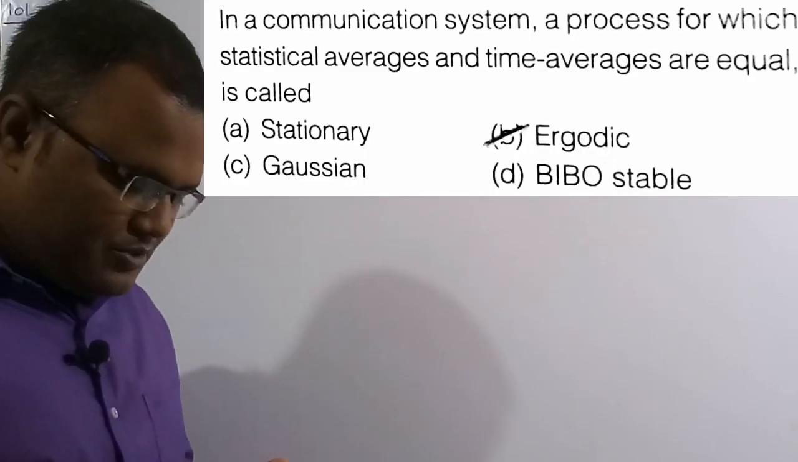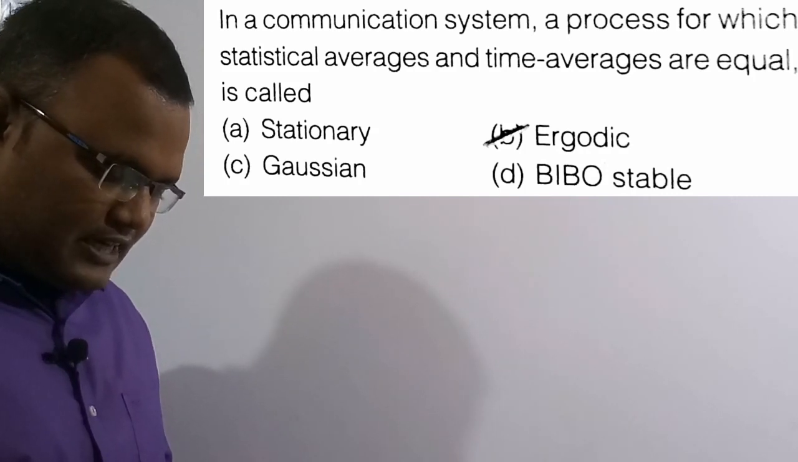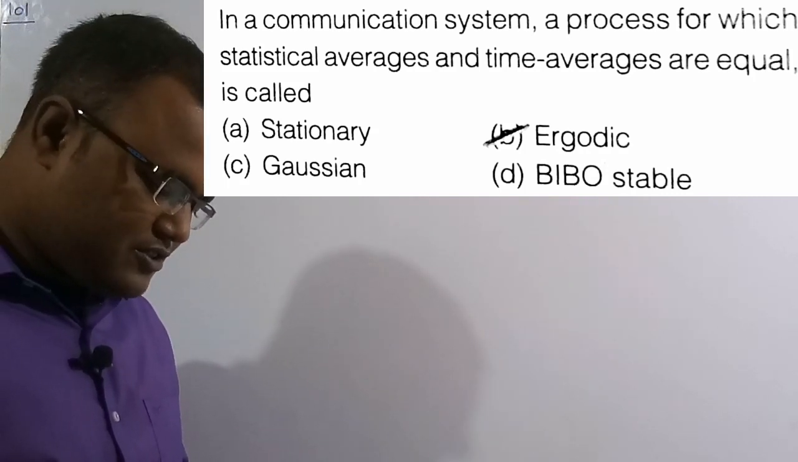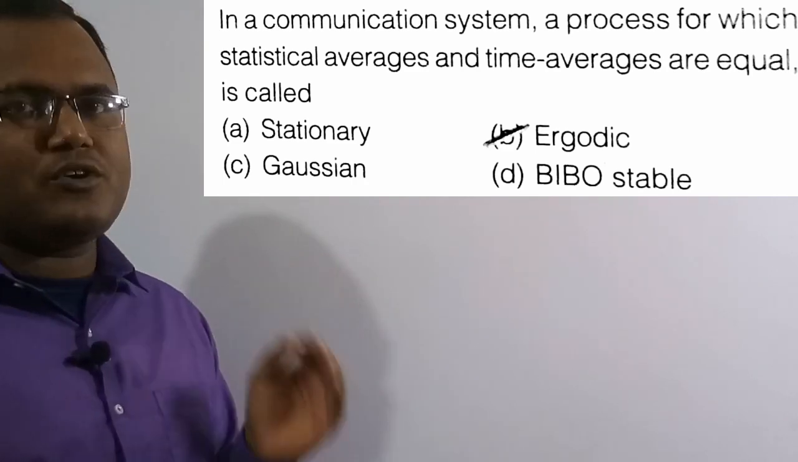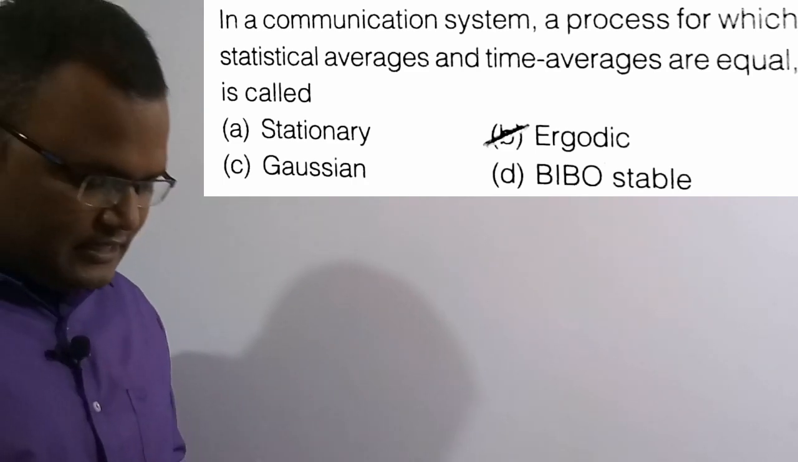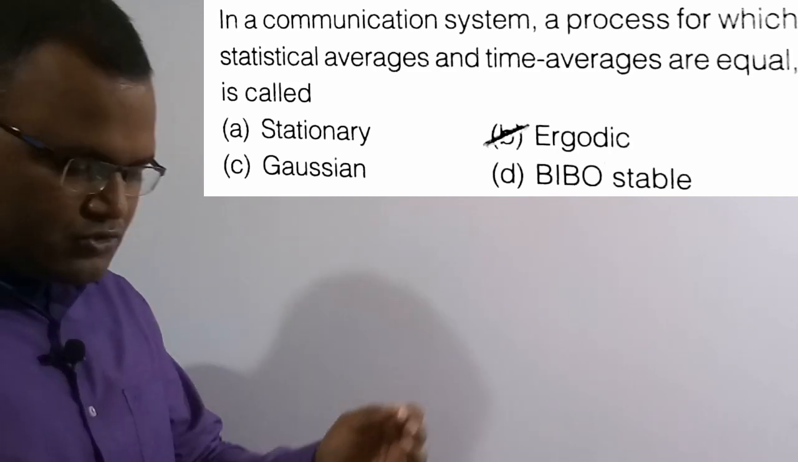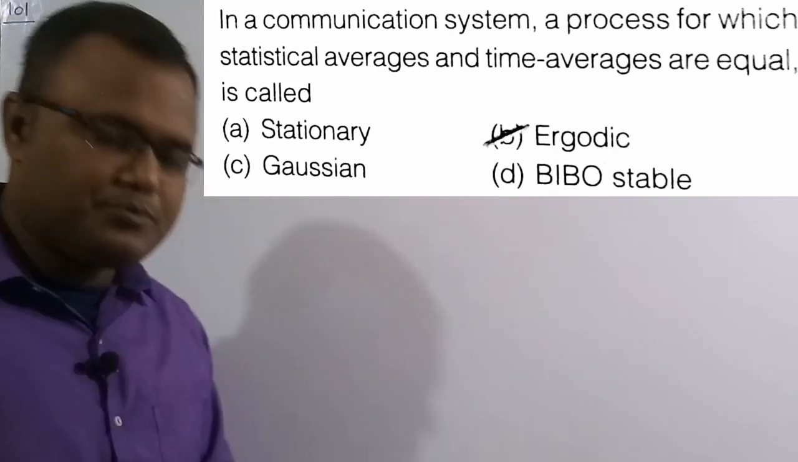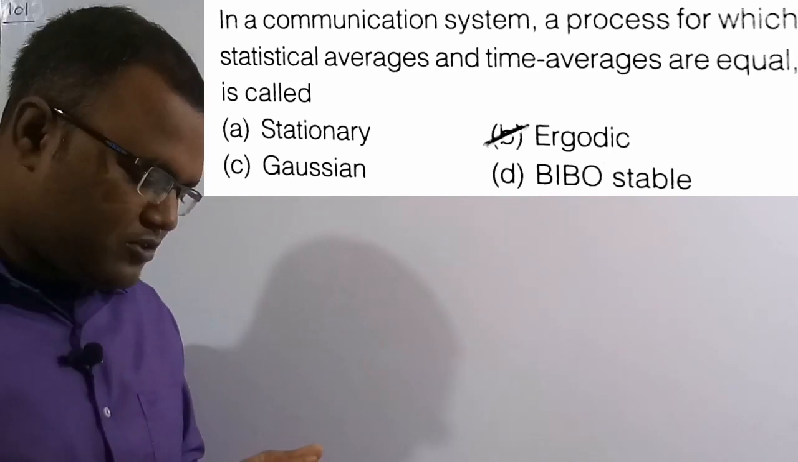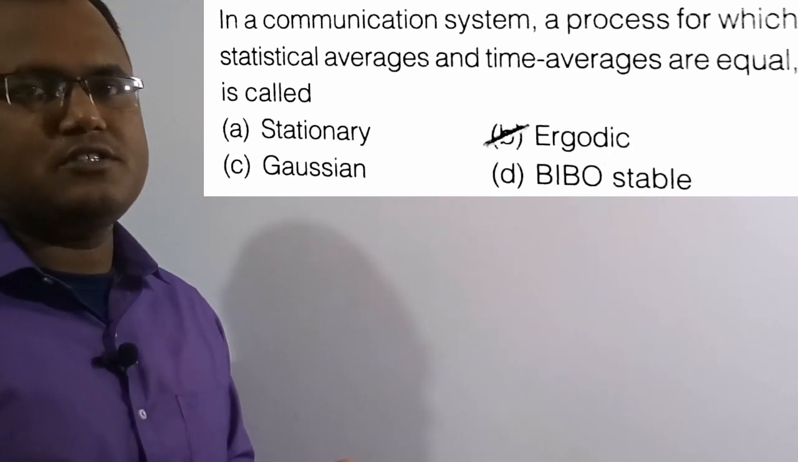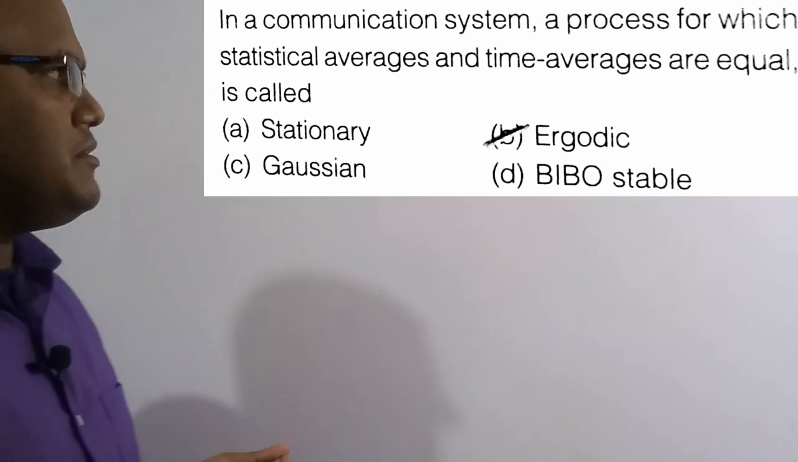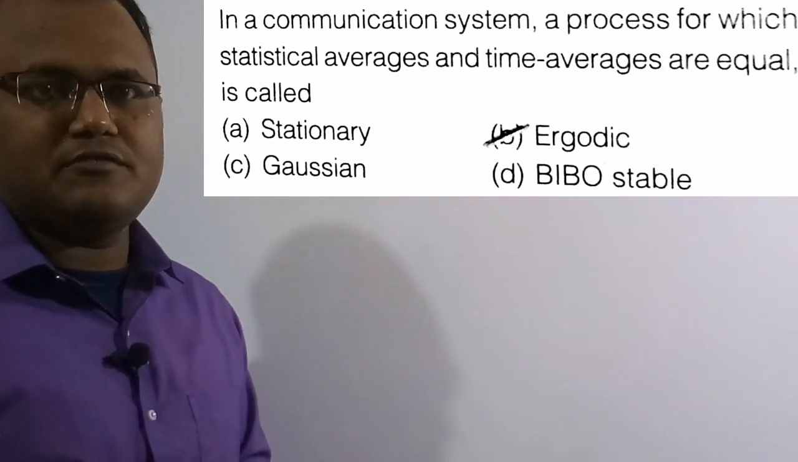So let's get started. Now we are going to discuss one question. See the question here. In a communication system, a process for which statistical averages and time averages are equal is called. So they are asking in which process the statistical average is equal to the time average. Option A, stationary process; option B, ergodic process; option C, Gaussian process; option D, bistable process. Out of the four options, option B, ergodic process, is the correct solution of this question.